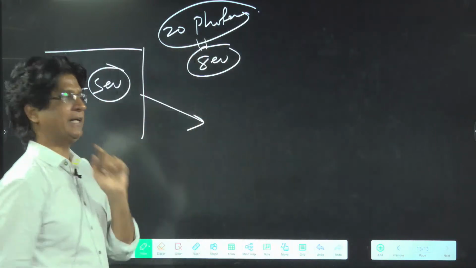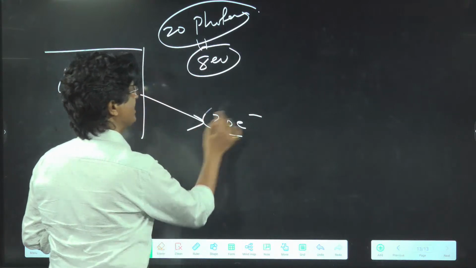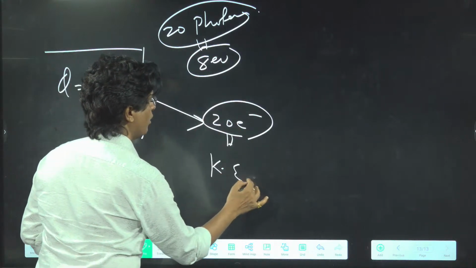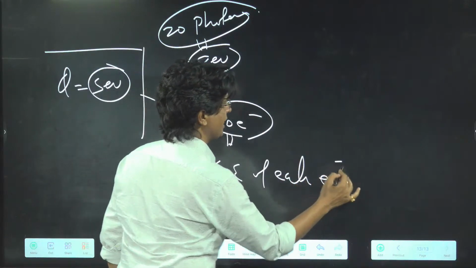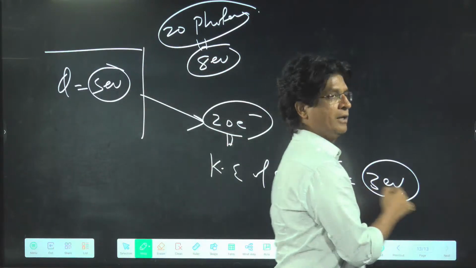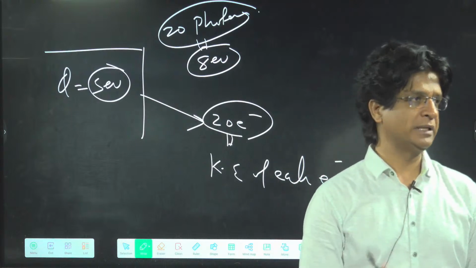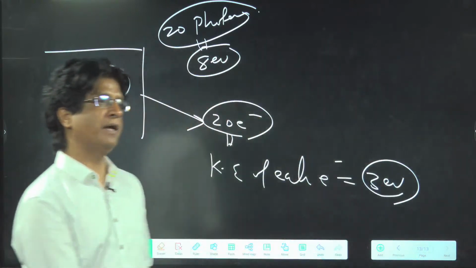20 electrons will be ejected, and the kinetic energy of each electron will be how much? 3 electron volt. It will be 3 electron volt. Yes, very good.